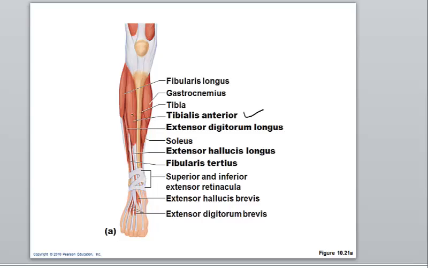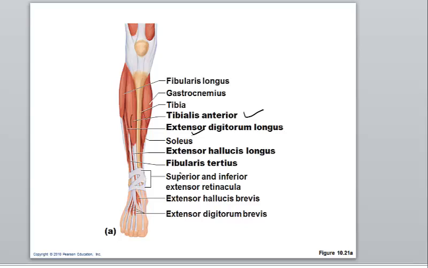So here is your tibialis anterior. You can see over here that it pulls the foot upwards, right? So inversion of your foot is this side, and dorsiflexion is going upwards, okay? And then you have extensor digitorum longus. This one attaches to your toe, and it helps in toe extension, okay?